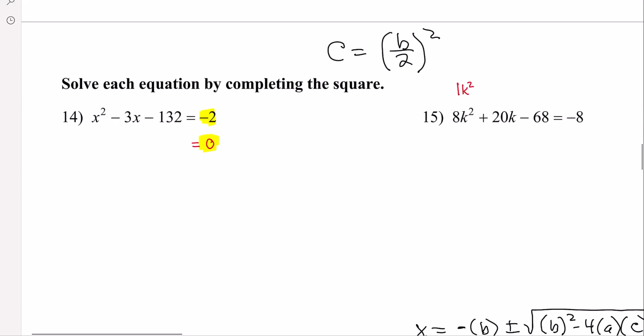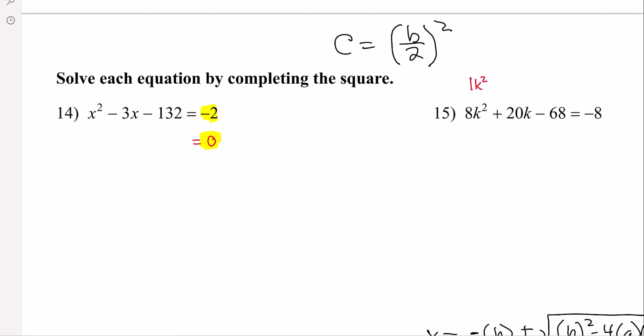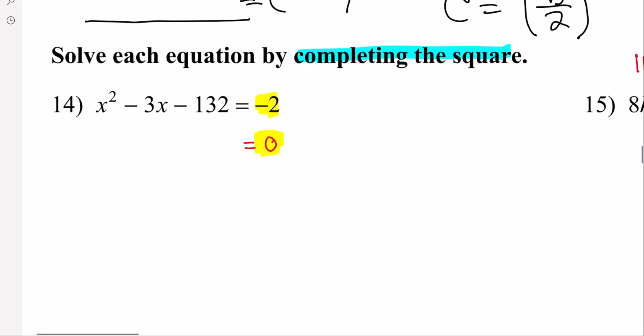Okay, this should be a pretty quick one. We're going to solve quadratics by completing the square. And what that means is you turn a polynomial into a trinomial, into a perfect square trinomial, which factors to a binomial squared. And then you're going to take the square root of both sides. But in order to do that, there are some rules.